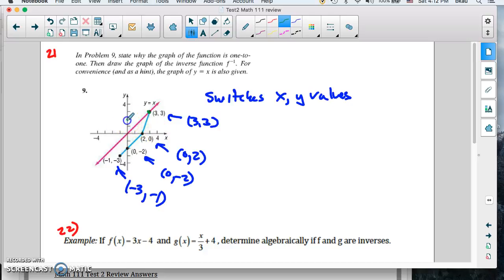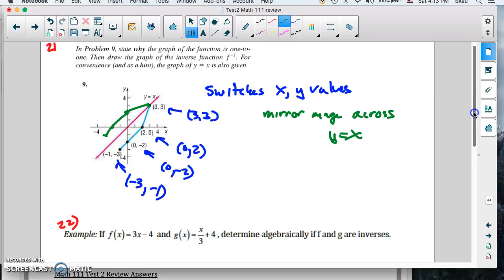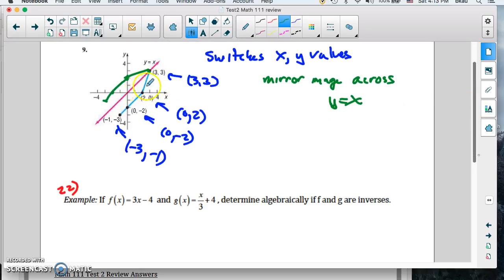So (0, 2), (0, -2), (-3, -1). Okay, so our graph would look like this. It would be a mirror image across the line y equals x. Okay, so that's how we graph the inverse. Just switch x and y values. All right, that works if it's one-to-one. This is one-to-one because any horizontal line crosses only once.